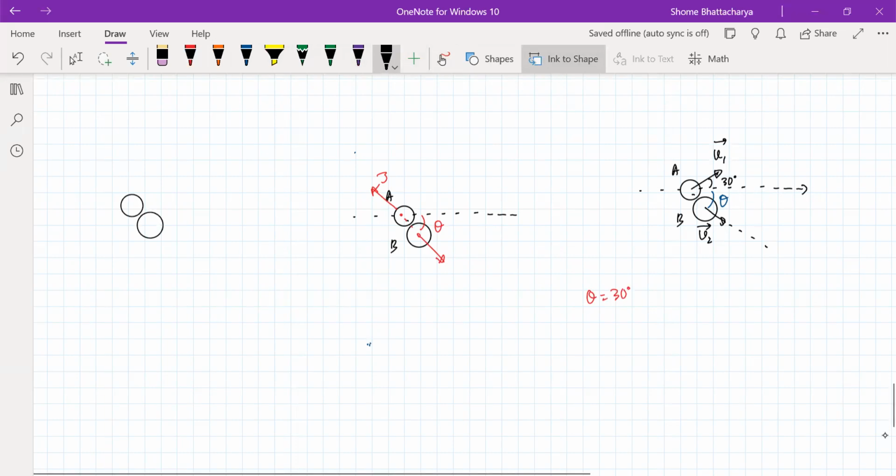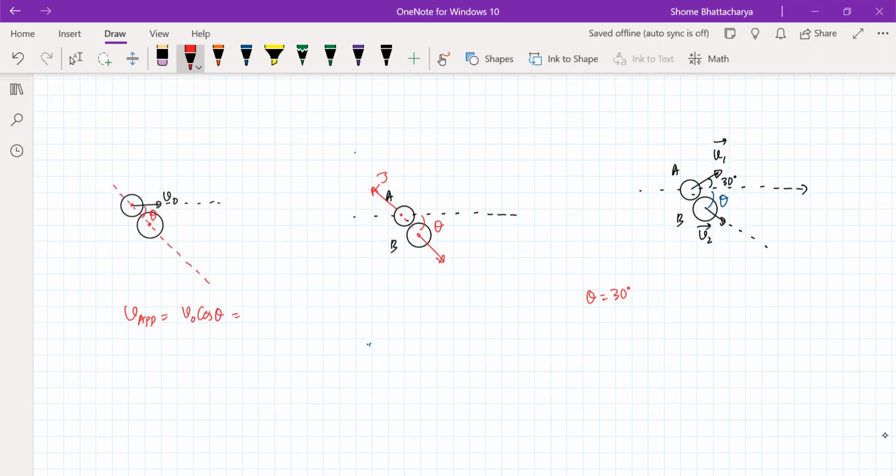Just before impact, what is happening is that this is having a velocity which is at an angle of 30 degrees again with respect to that center to center line. Here you can see that the approach velocity is going to be how much? It's going to be the component of this v naught towards B center. So it is v naught cos theta, so it is 12 cos 30, so it is 6 root 3. This is our approach velocity.